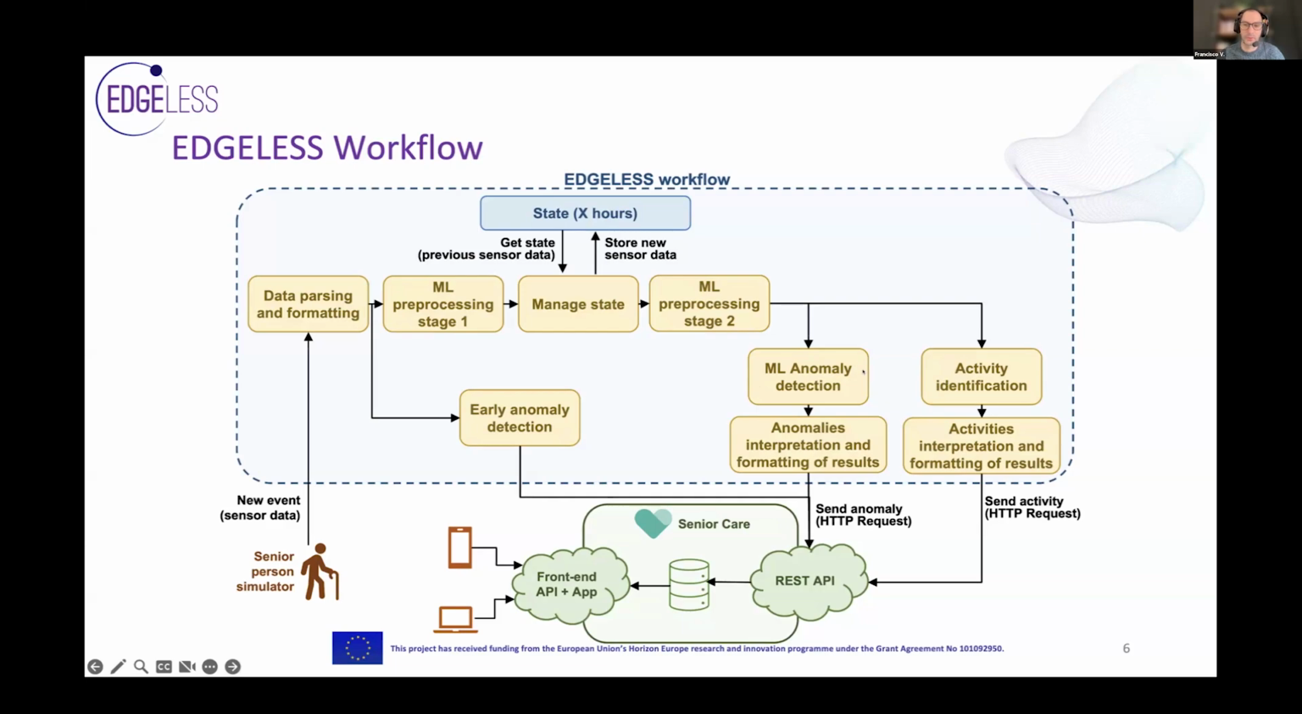And these models will detect anomalies and identify activities, and after those, we have the interpretation of the results and format the data to be sent to the senior care system. Senior care can receive the information through a REST API and store the activities and anomalies that have been detected by the Edgeless workflow in a database. And then we have the front-end application of senior care that caregivers can use to monitor the activities and the anomalies and act if necessary.